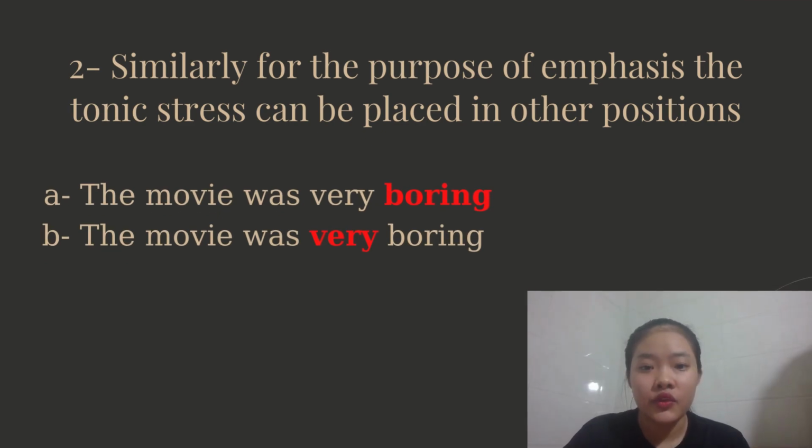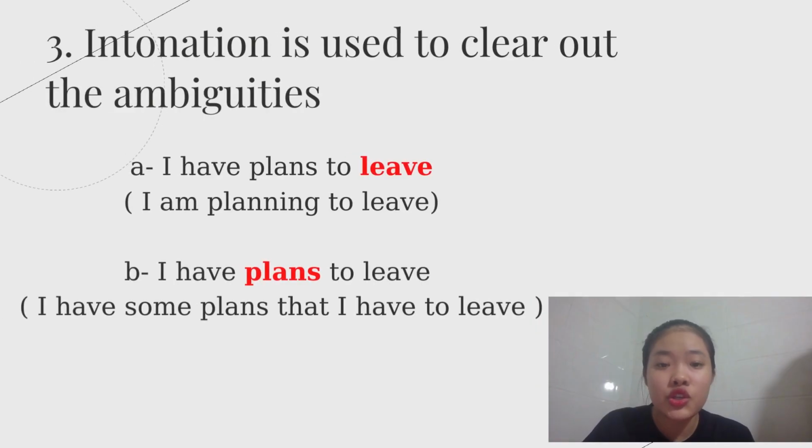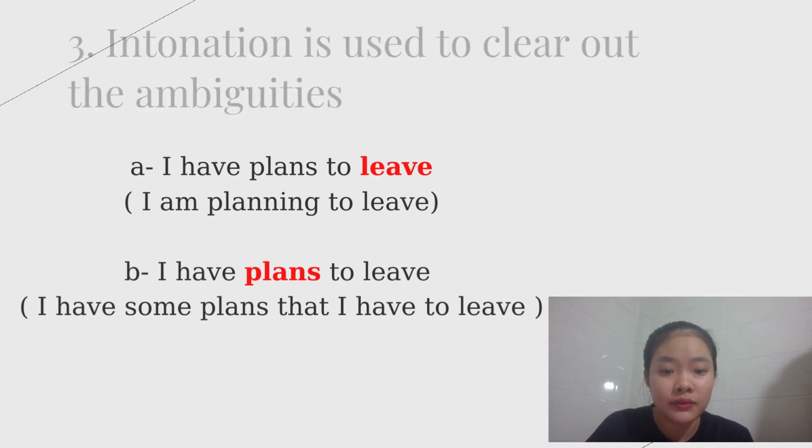2. Similarly, for the purpose of emphasizing, the tonic stress can be placed in other positions. For example, A. The movie was very boring. B. The movie was very boring. 3. Intonation is used to clear up ambiguity. For example, A. I have planned to leave. This means I'm planning to leave. B. I have plans to leave. This means I have some plan that I have to leave.